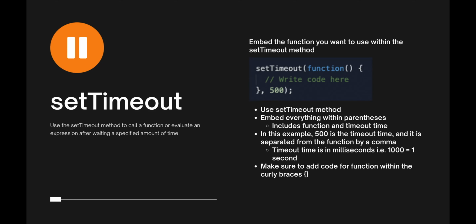So to write that, it's just setTimeout. It's very, very similar to setInterval, so less that you have to remember, right? You embed your function just like setInterval, then separate it by a comma and write in the amount of milliseconds, or the amount of time, that you want it to wait before it runs. And again, it's in milliseconds, so 500 is half a second.